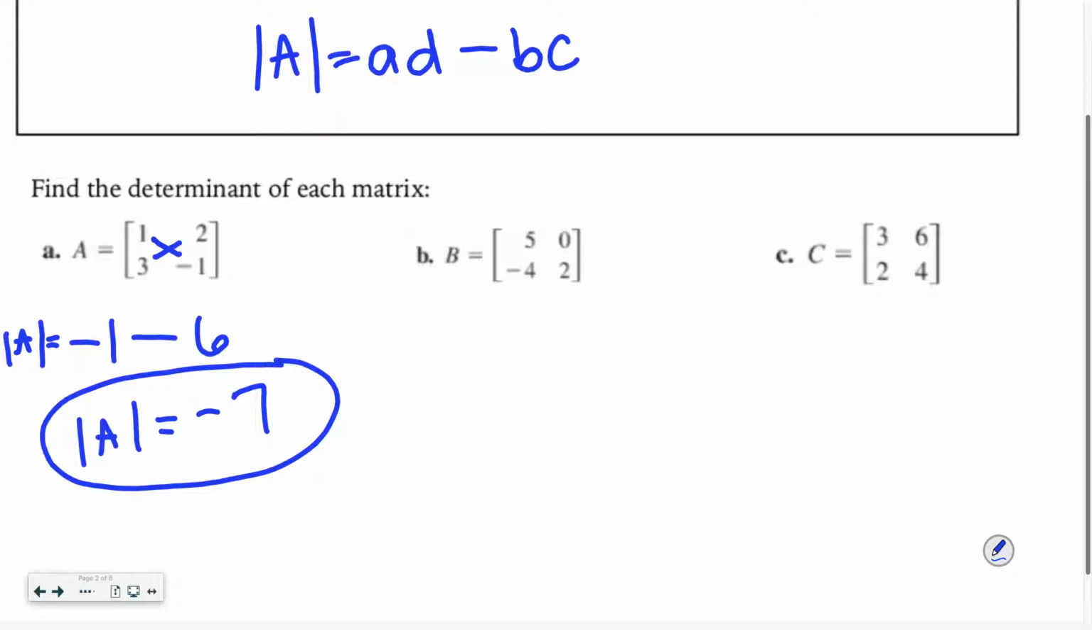All right, Gracie, what did you get for B? 10. Do you agree with 10? I hear mumbles. Okay, right, we get the determinant of B is 10 minus, careful because something times 0 is 0. The determinant of B is 10.